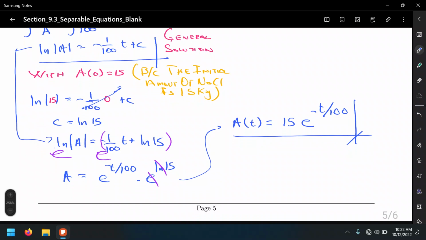Let's look at another example. So for the next example, yes.